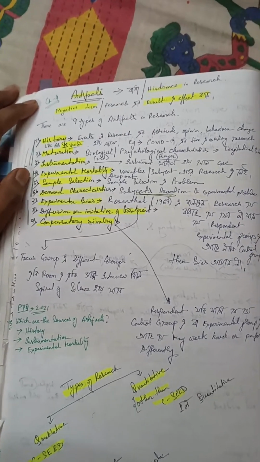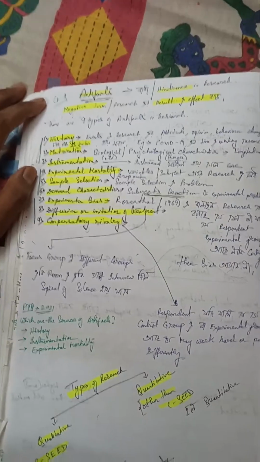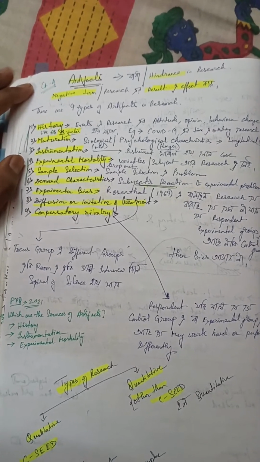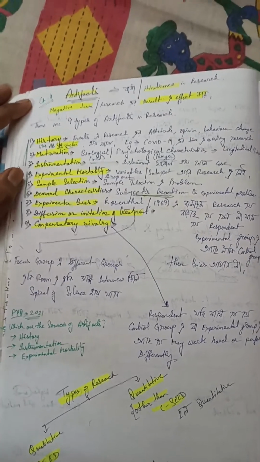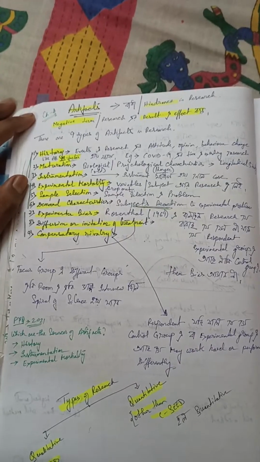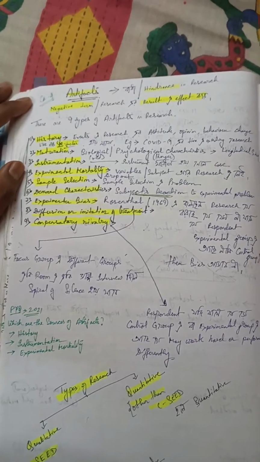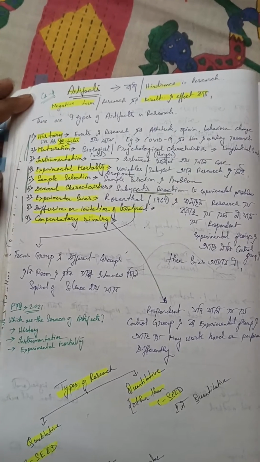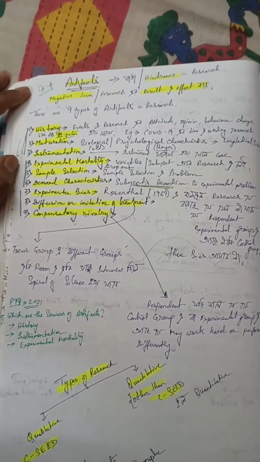While conducting any research, we have certain artifacts, the first of which is history. These are the events that change a researcher's attitude, opinion, behavior. The past, that means the historical aspect, sometimes affects the result of the research.